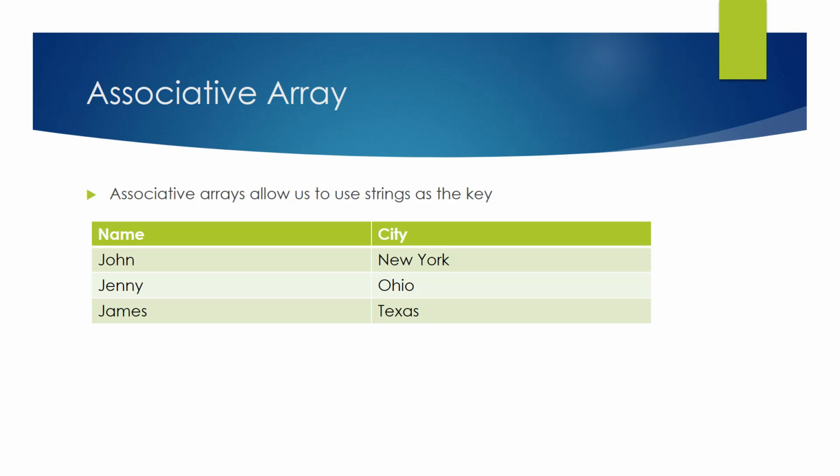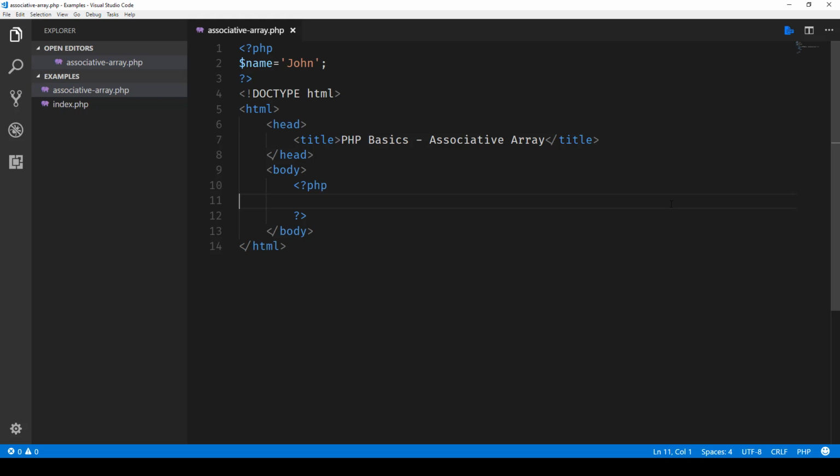Here you can consider a scenario where we have student names and their cities. So what we'll do is we will be using the names of students as key to access their city. Now, in order to create an associative array in PHP, we'll be actually making use of the association operator.